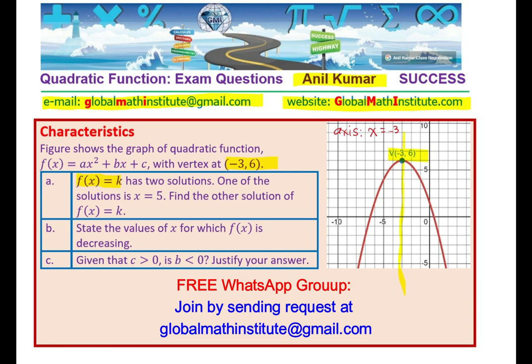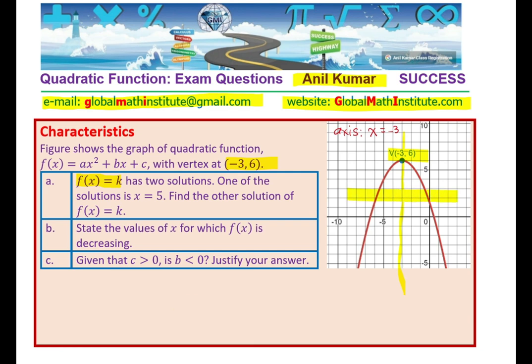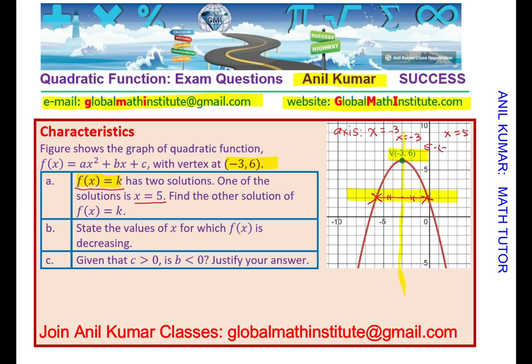So, if we draw a horizontal line, this horizontal line will cross at 2 points which are the same distance away from the axis, right? That is the meaning of axis of symmetry. Now, what we are given here is that for f of x equals k, one of the solutions is x equals 5. So, how far is x equals 5 from -3? You can see 5 minus (-3) is 8. So, it is 8 units on the right, correct?